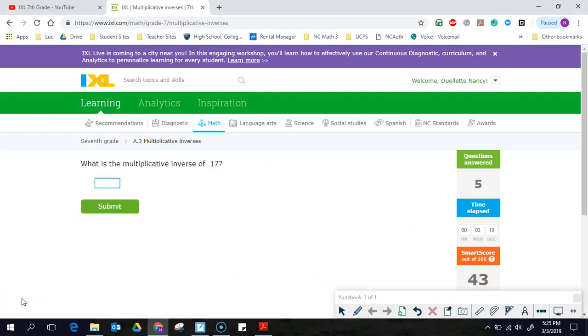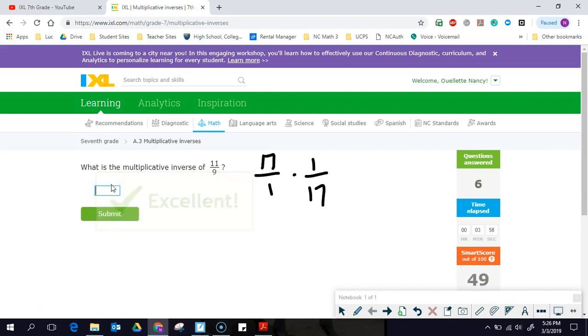Here we go. Here's one that's not a fraction. It's not written in fraction form. It's written as a whole number, 17. But I can write 17 as 17 divided by 1. So then my multiplicative inverse is just going to be 1/17. So anytime you see a whole number, write it over 1 or divided by 1 using the fraction bar, and then its multiplicative inverse is its reciprocal at that point.